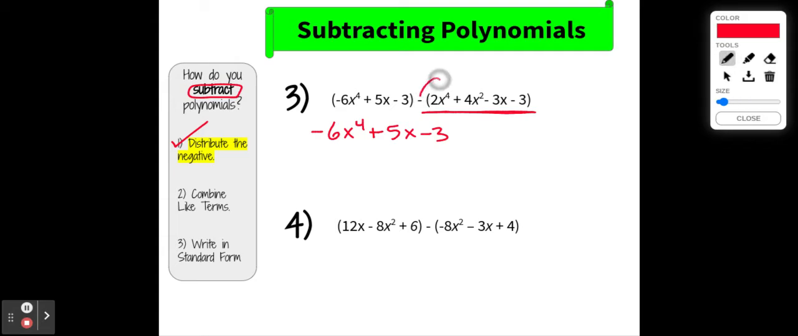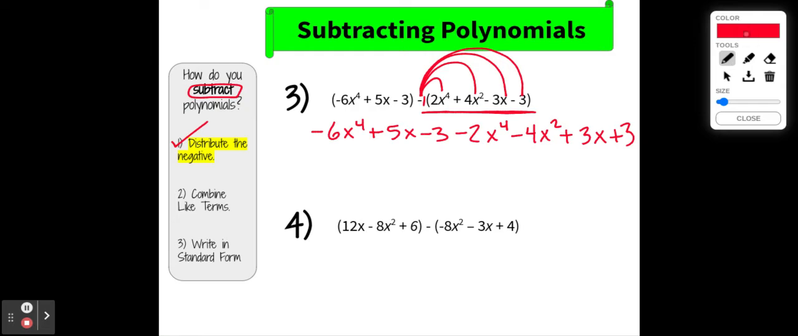So negative 1 times 2x to the fourth power is going to be negative 2x to the fourth power. And then negative 1 times 4x squared would be negative 4x squared. And negative 1 times negative 3x is going to make it a positive 3x. And negative 1 times negative 3 will make it a positive 3. So really what's happening by multiplying everything by negative 1 is you're just changing the signs of every number there in the parentheses to its opposite.